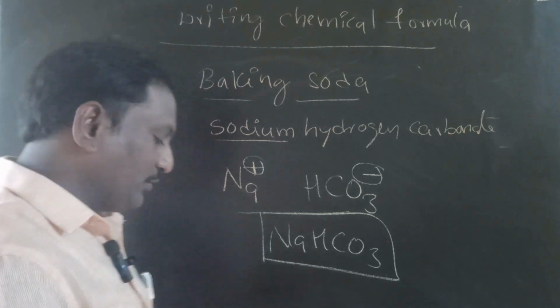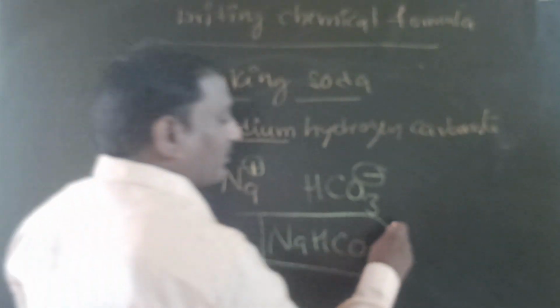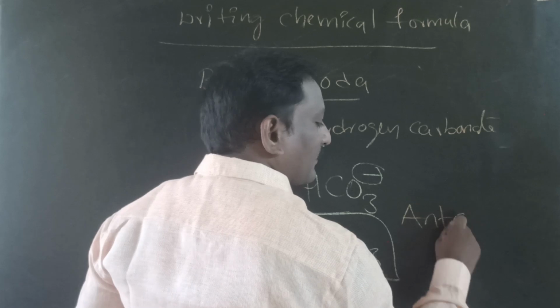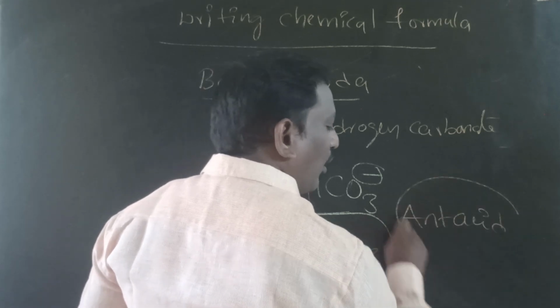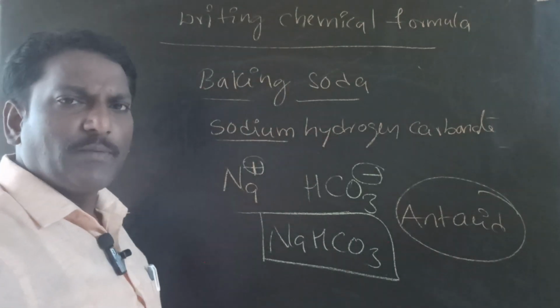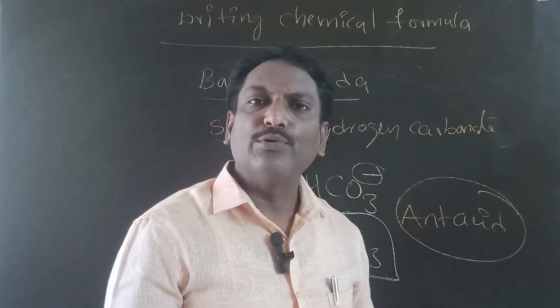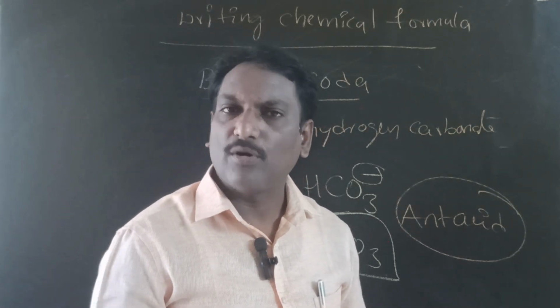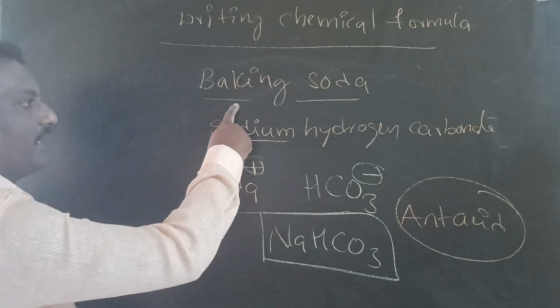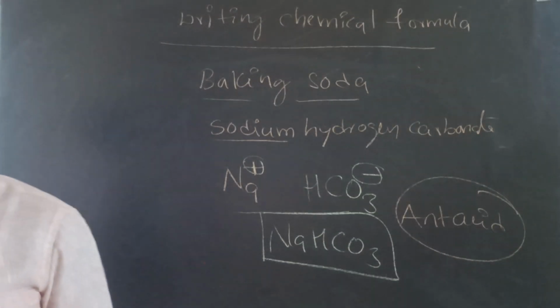This is called baking soda, also called sodium hydrogen carbonate, used as an antacid to neutralize the excess acid in the stomach. Very important, write down antacid. Antacid means opposite to acid. So it is basic in nature, and it neutralizes the excess acid in the stomach. So, baking soda.